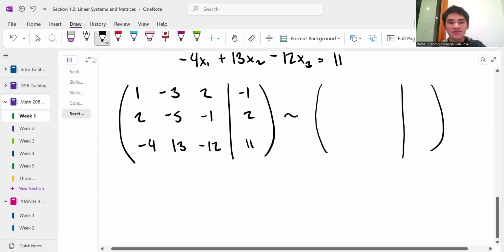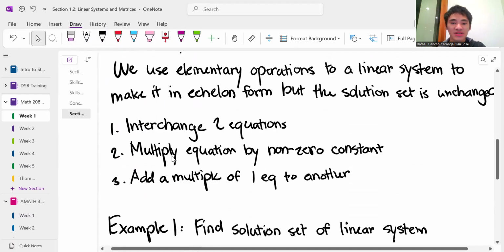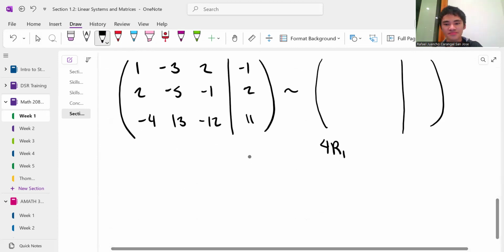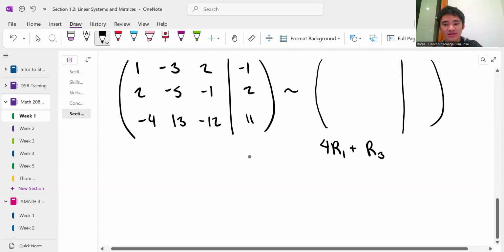Okay, let's just hop right into it. So I'm gonna multiply 4 to row 1. That means everything in row 1 is gonna be multiplied by 4. That's one of the things we can do, right? Multiply an equation by a non-zero constant. 4 is a non-zero constant. And then we're gonna add it to row 3, and we're gonna put the sum of that in row 3.